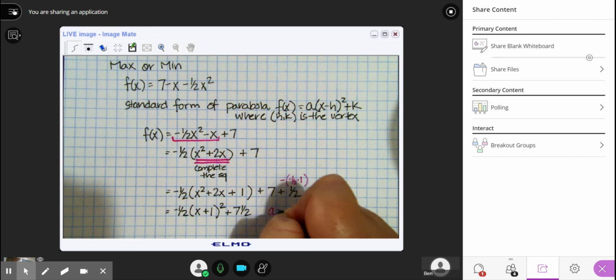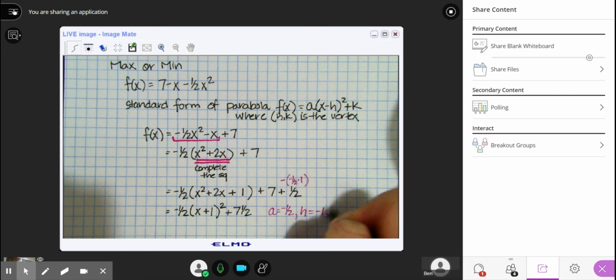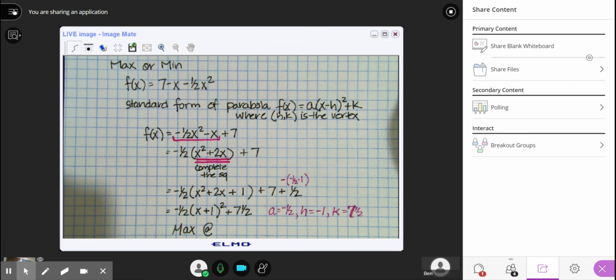This tells me that my a would be a negative 1/2, my h would be a negative 1, and my k would be 7.5. You were right that this would be a max, and that maximum would occur at (h, k), or (negative 1, 7.5). You're welcome.